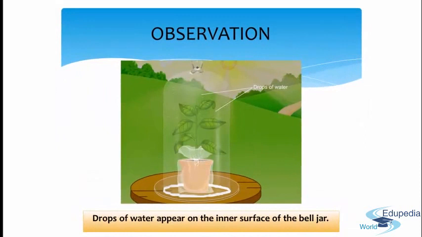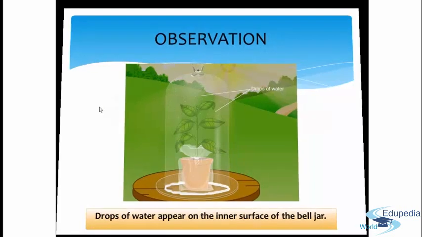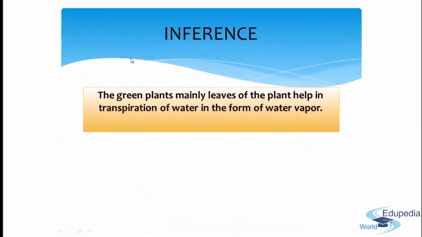After some time, what do we observe? We observe drops of water inside the bell jar. This was the observation. Now, what was the reason behind it? The reason was that the green plants, mainly the leaves of the plant, help in transpiration of water in the form of water vapor. So, with the help of these two experiments, it's clear that transpiration mainly occurs through leaves.